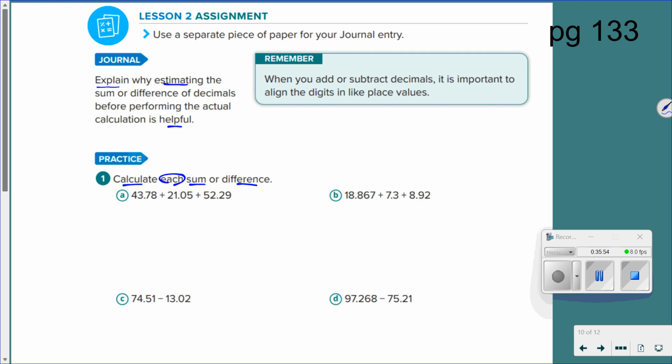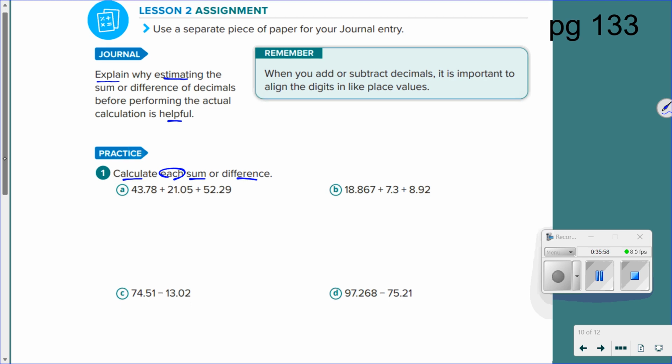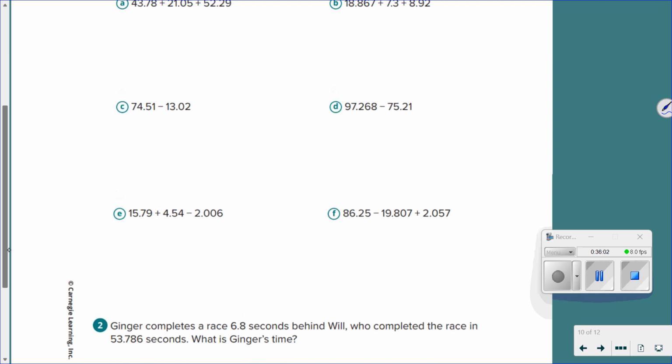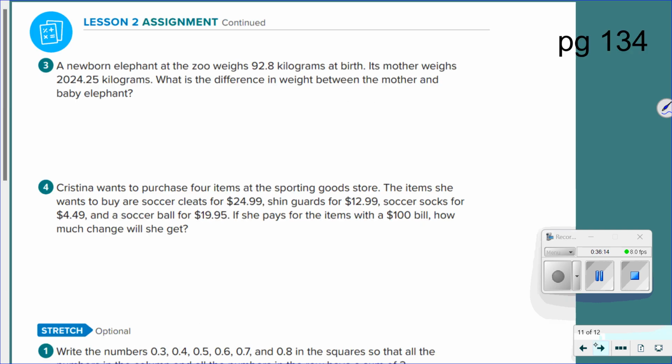Calculate each sum or difference. Realize the rule is the same. Line up my decimal place even though the operation may be different. Make sure you add the trailing zeros, especially in subtracting. If there is addition and subtraction, I'm literally just going from left to right. Okay? Make sure you go left to right. That's how the order of operations works on those.